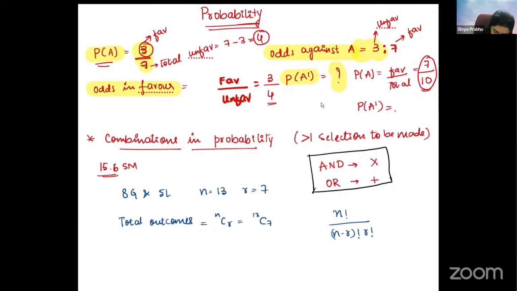I'll just show you a quick method. 1 minus 7 by 10. So when 1 is given here, it is a whole number. Whole number means what? 10 out of 10 here, correct? 10 by 10 minus 7 by 10 directly becomes 3 by 10. Got it? So 3 by 10 is the answer.